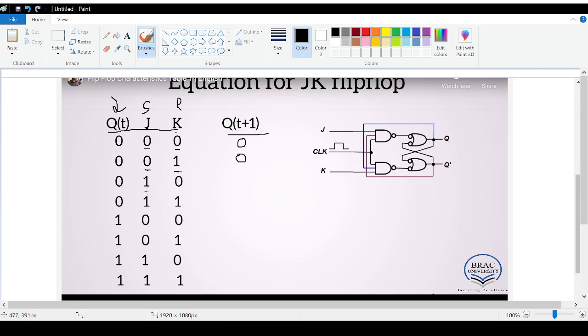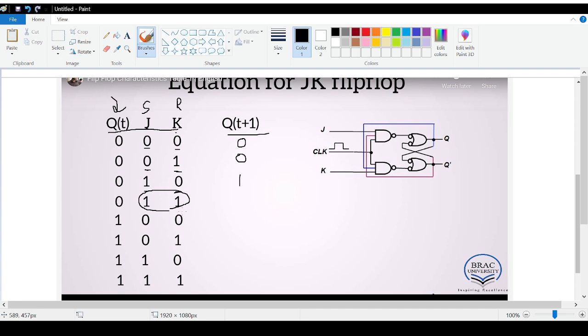Okay, how about here? S is 1 and R is 0. Set. Set means, what does set mean? 1. Set means it doesn't matter what my current value is, the value inside my flip-flop will become 1.